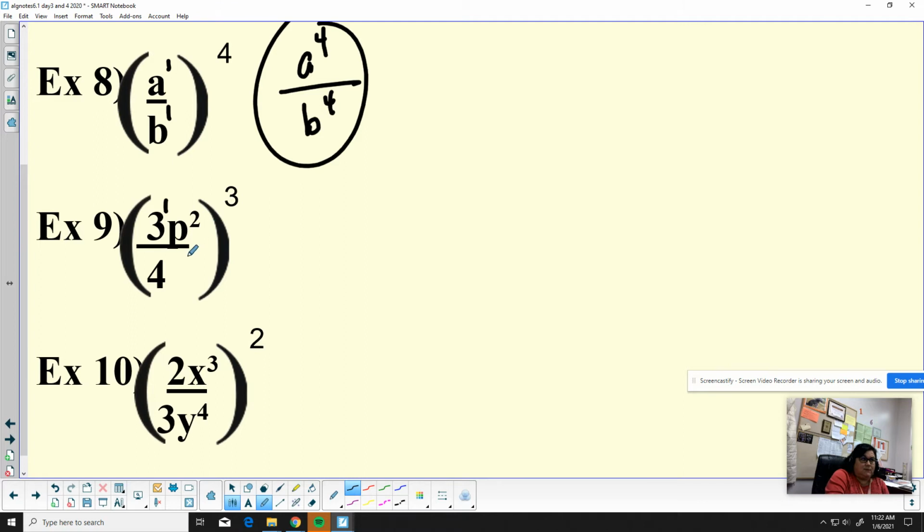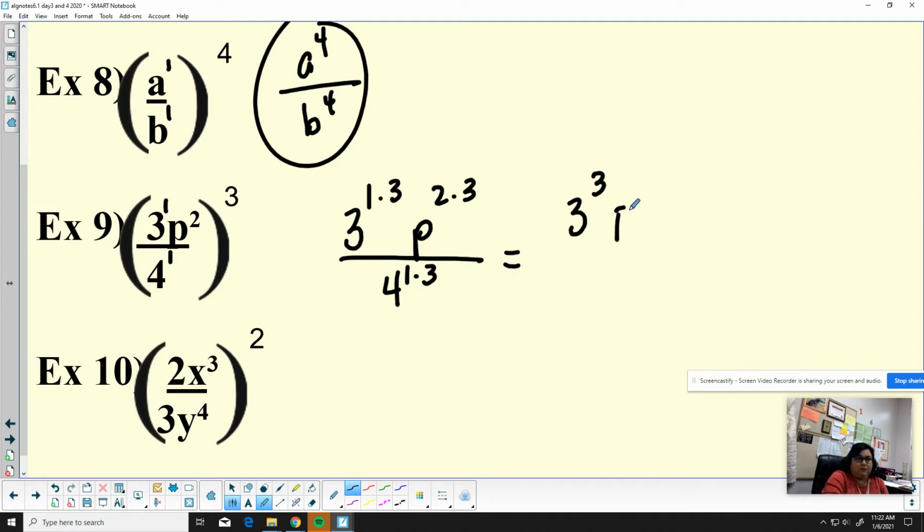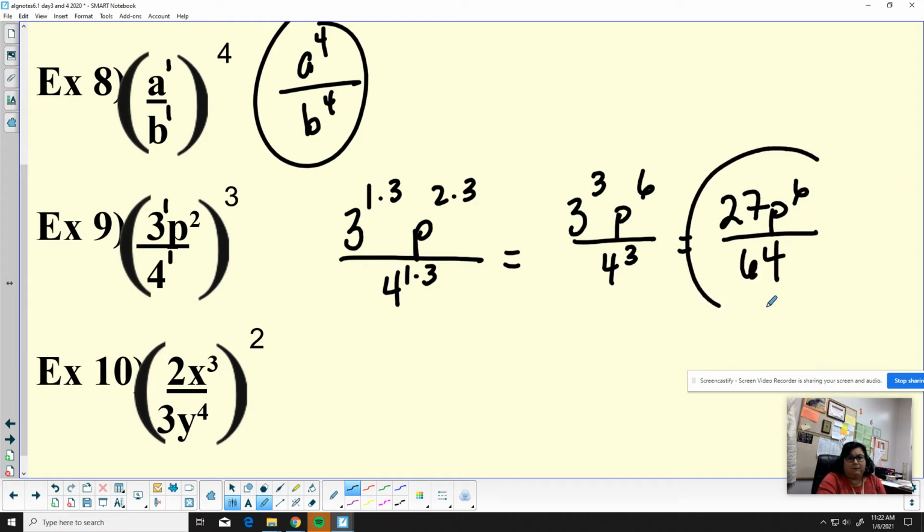Here, each of these gets multiplied by a power of 3. Each of the exponents multiplies. So 3 to the 1 times 3, p to the 2 times 3, and 4 to the 1 times 3. So that's 3 to the third, p to the sixth, and 4 to the third. Let's see, 3 to the third is 27, and 4 to the third is 64. And I don't believe that simplifies. I think that's the answer.